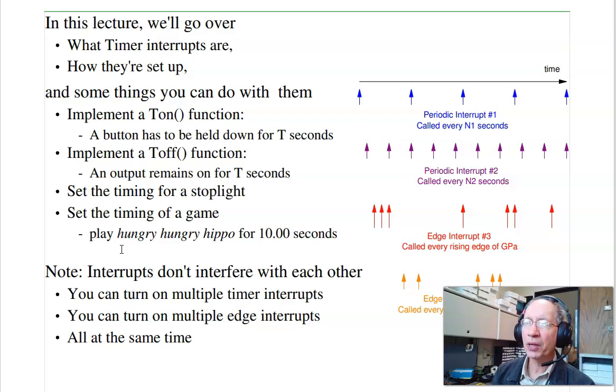I can do more accurate timing for a stoplight. And I can set up the timing for a game of Hungry Hungry Hippo to make it 10 seconds dead on. And one thing to note, interrupts do not interfere with each other, so I can have timer interrupts and edge interrupts all running at the same time. They don't conflict.